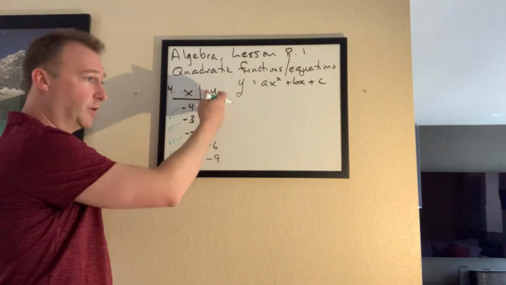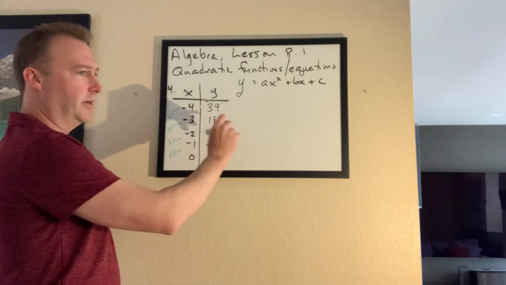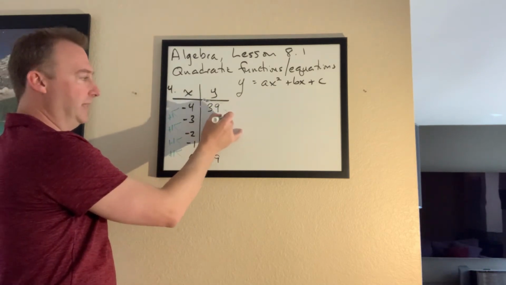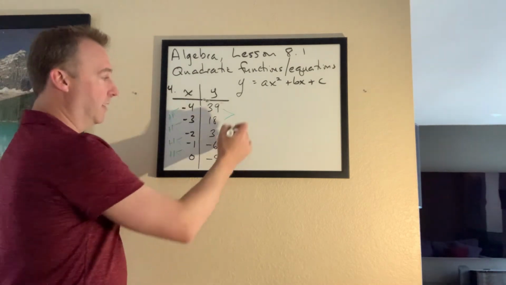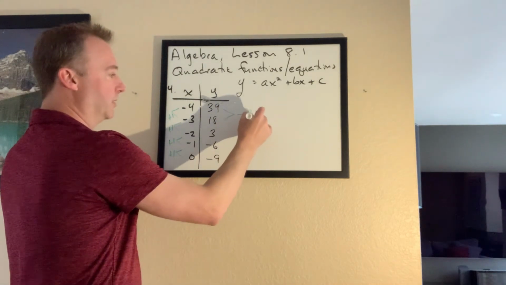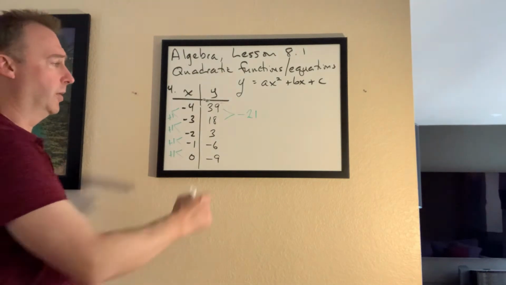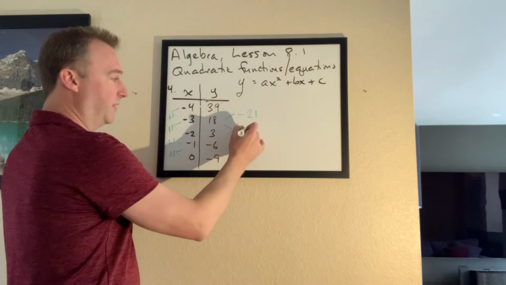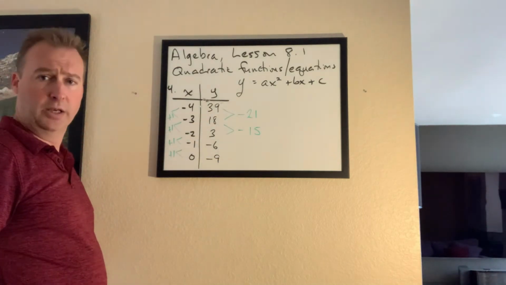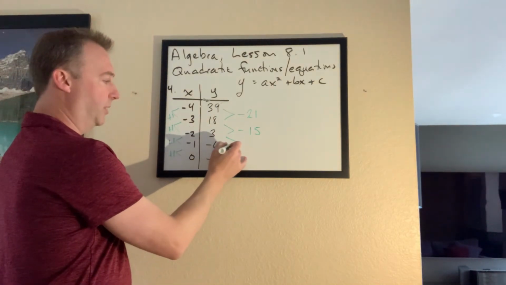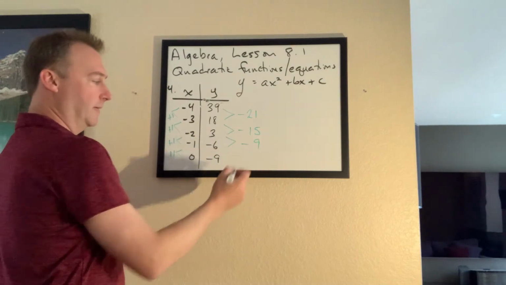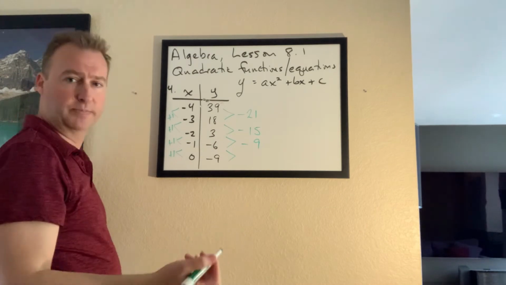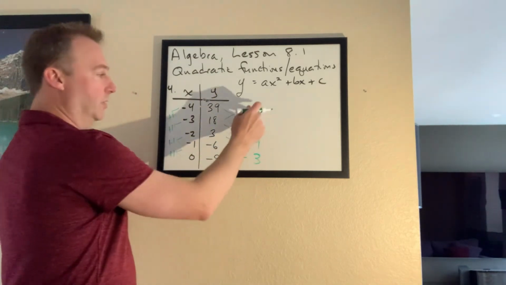Now we look at the first differences in y. Here's what you have to start tracking here. Going from 39 to 18, that is a difference of -21. We're subtracting 21. Going from 18 to 3, that's a difference of -15. Going from 3 to -6, that's -9. And going from -6 to -9, what's that gap? That's -3. So look at those numbers.